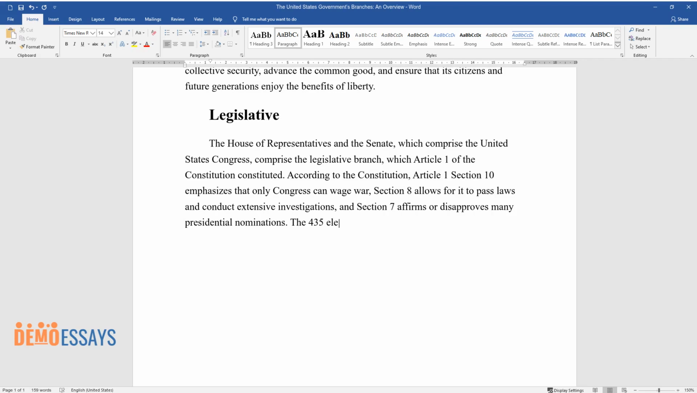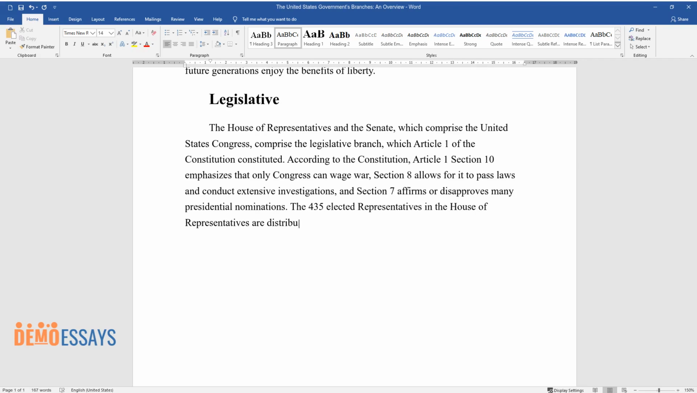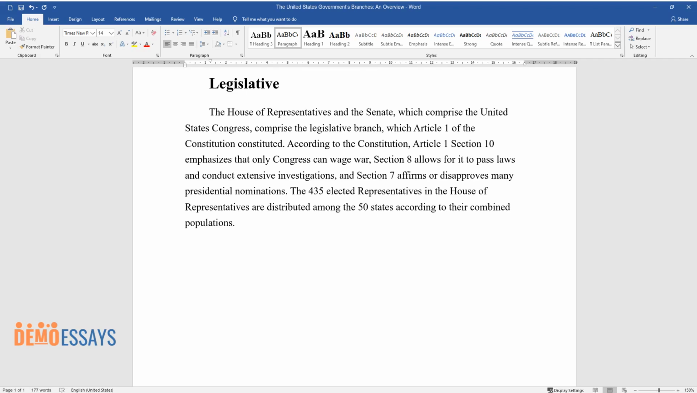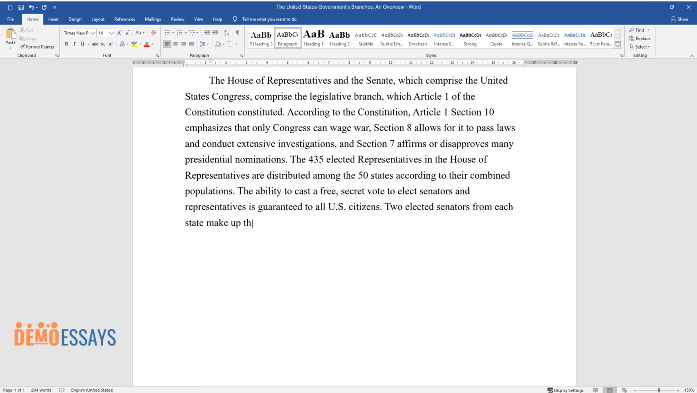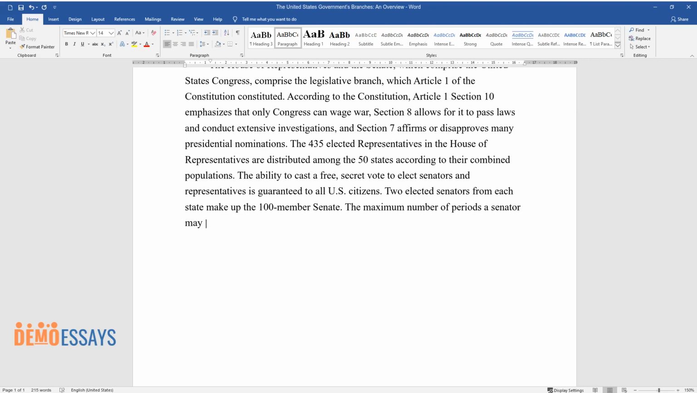The 435 elected representatives in the House of Representatives are distributed among the 50 states according to their combined populations. The ability to cast a free, secret vote to elect senators and representatives is guaranteed to all U.S. citizens. Two elected senators from each state make up the 100-member Senate. The maximum number of periods a senator may hold office is an unlimited 6-year term.